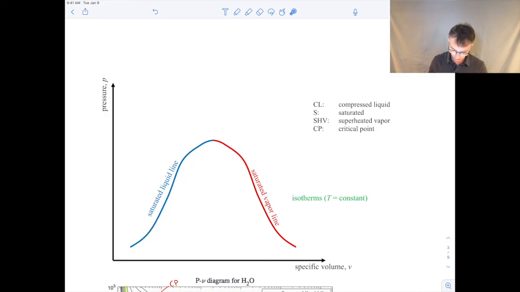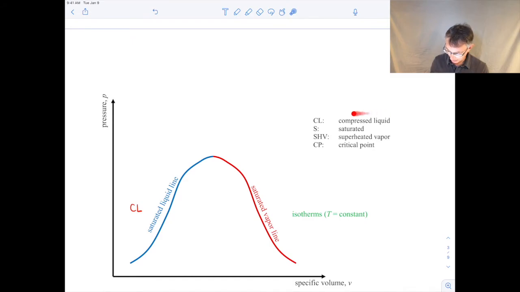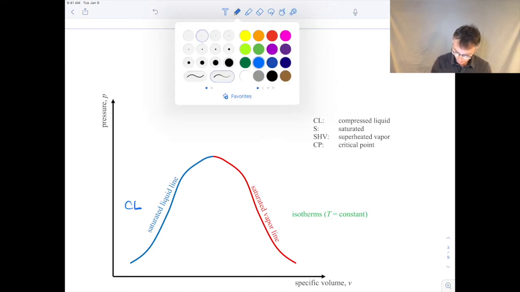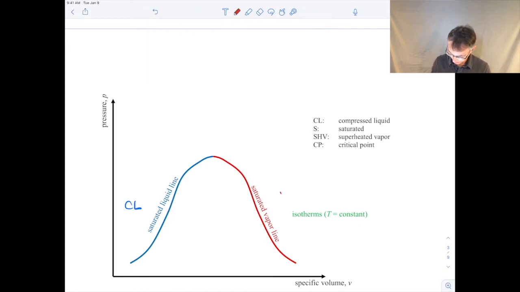Here's the saturated liquid line. Over here we have liquid. By the way, another name that we give the liquid region is we call it a compressed liquid. Okay, so that's just terminology. Compressed liquid just means liquid. Okay, so that's the compressed liquid or liquid region. Over on the other side, let me change the color just to be consistent here. So we'll call this compressed liquid. Then over here we have vapor. So that's that region, or superheated vapor is another name for it.